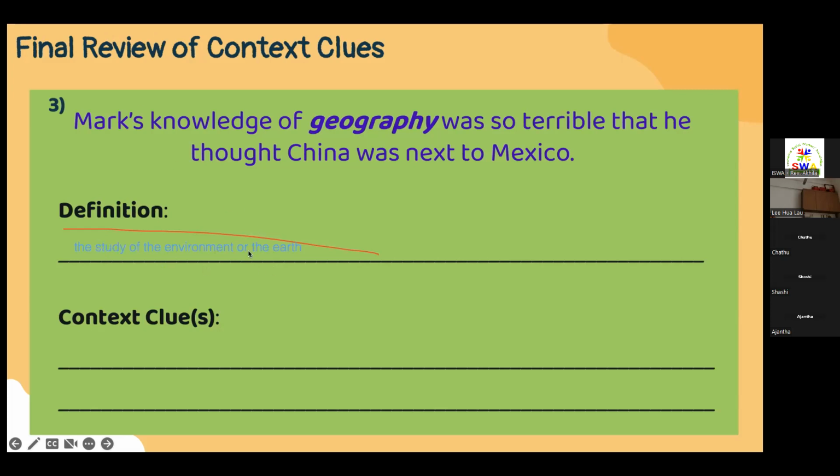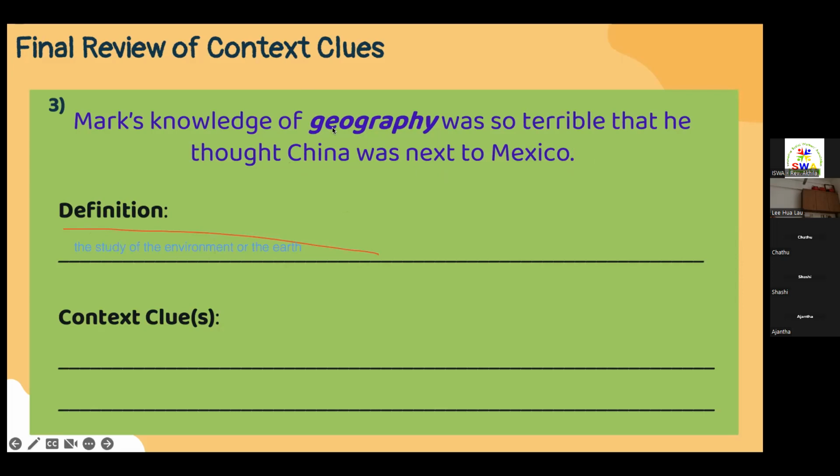Study of the environment on the earth. Logical helping words. That's very close. But there is no clue or helping words that tells you that this is the study of the environment. What made you say that? Is it because of China and Mexico? Yes, sir.